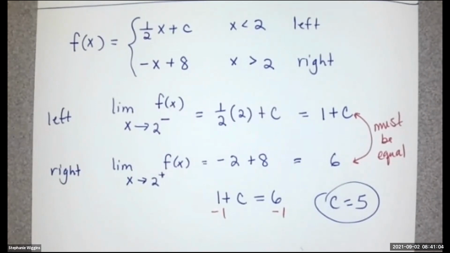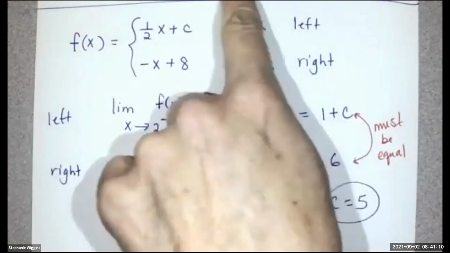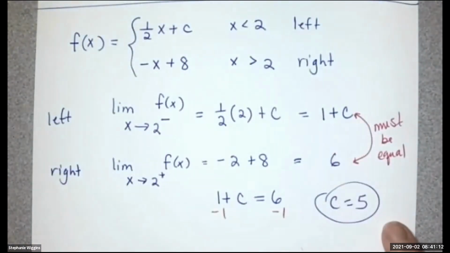Pretty simple, but a lot of people miss this one because they don't know what to do with it. But it's just plug in 2 in both of them, then set them equal and solve. And there you go. It's not that hard. Okay.